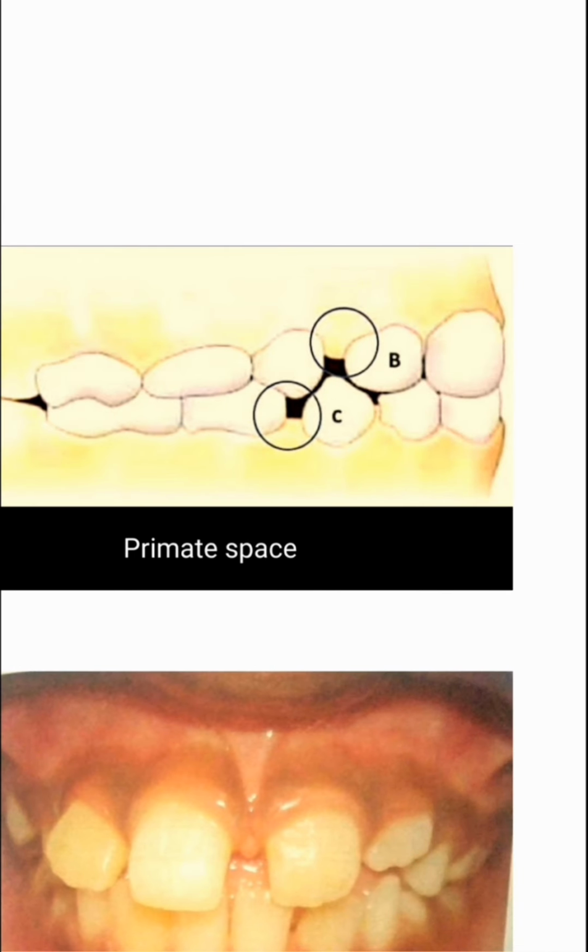Primate spaces are physiological spaces that are seen mesial to the maxillary canine and distal to the mandibular canine. They are also called Simon's spaces or anthropoid spaces. These spaces help in placement of the canine cusp of the opposite arch.